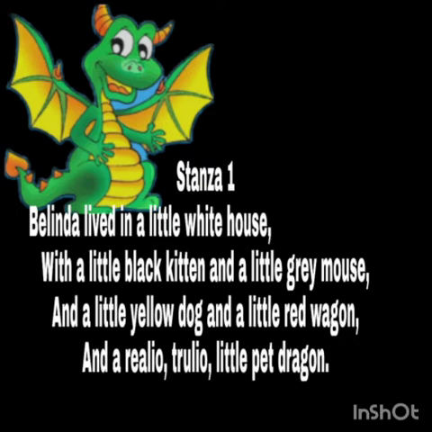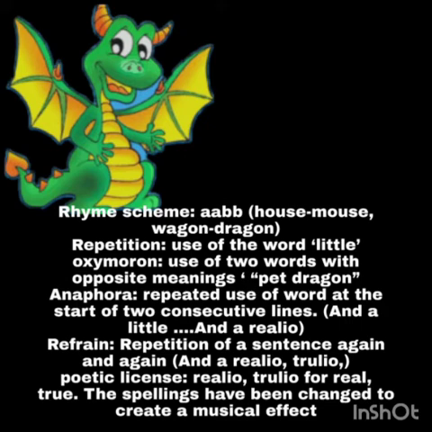So in these lines, we have certain literary devices. The rhyme scheme is AABB, which is house, mouse, wagon, dragon. The poetic device repetition is used, which is the use of the word little again and again. Oxymoron means two words with opposite meanings: pet dragon. A pet, that too a dragon.